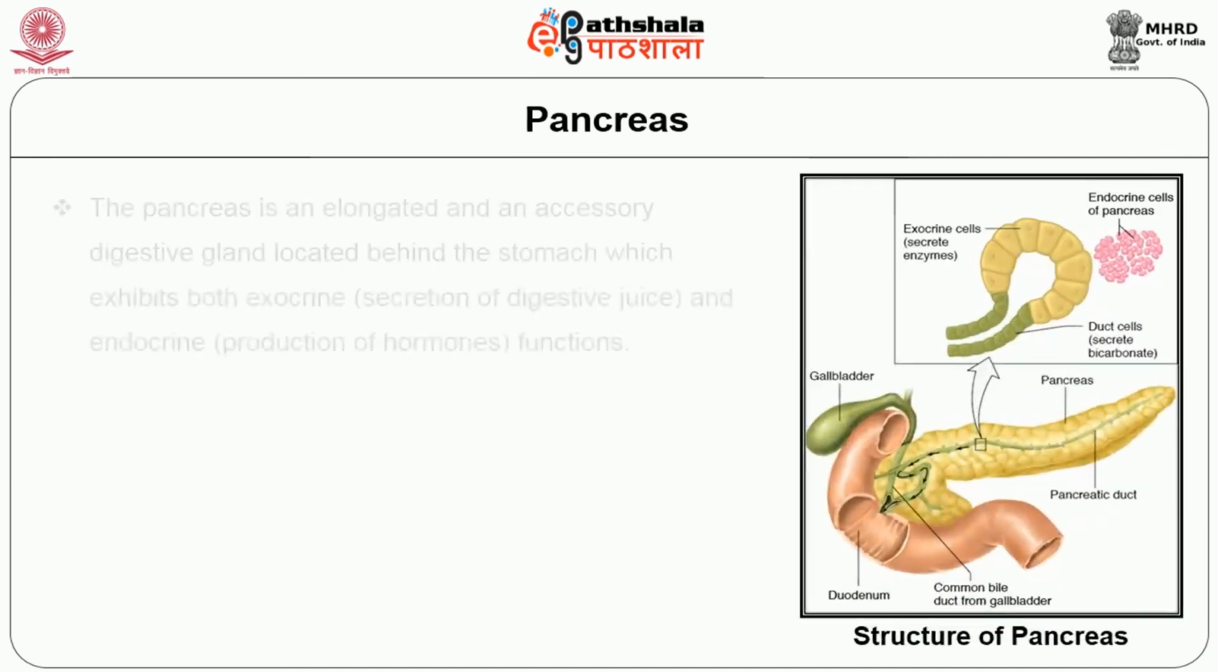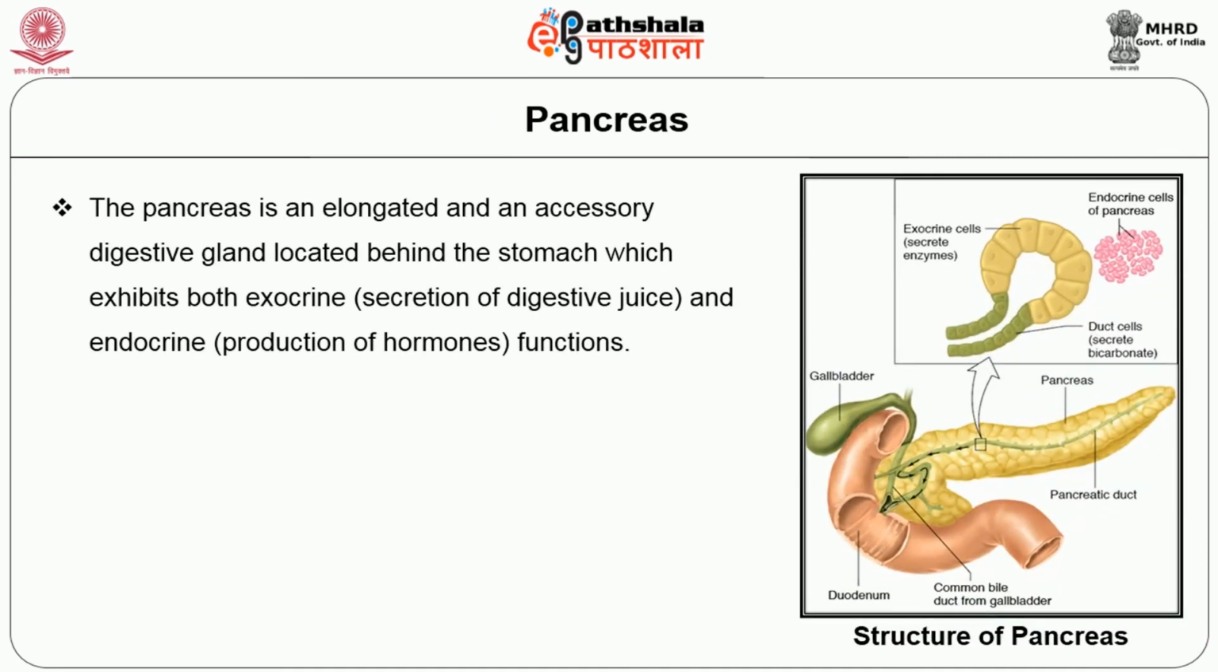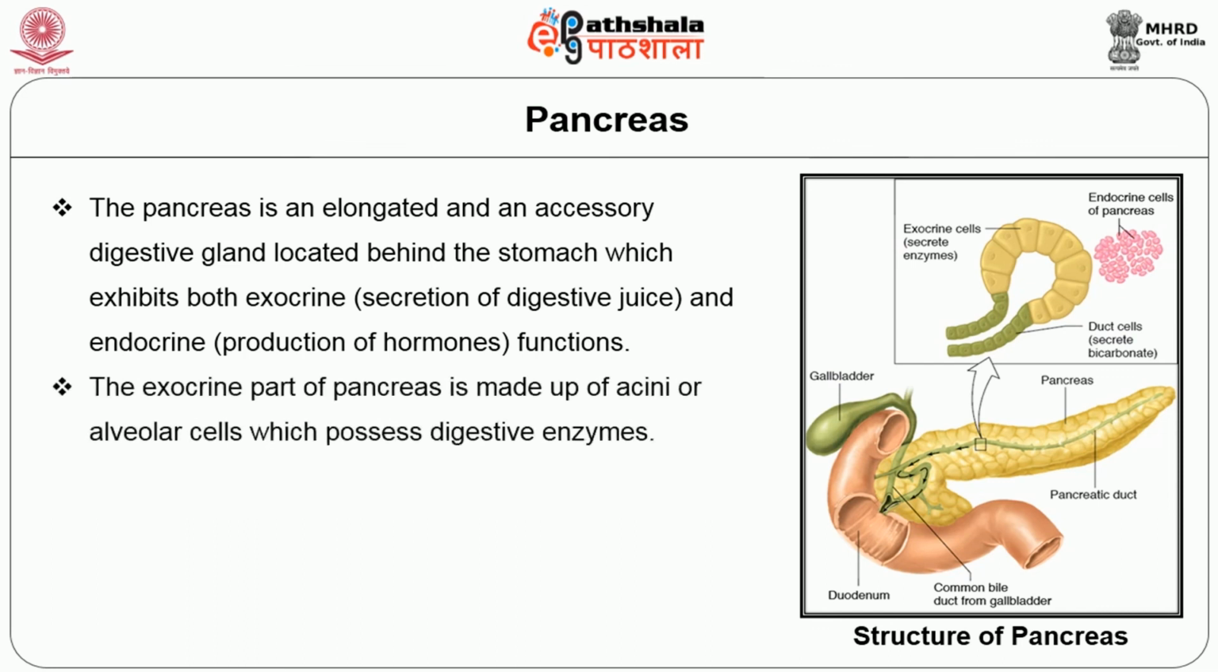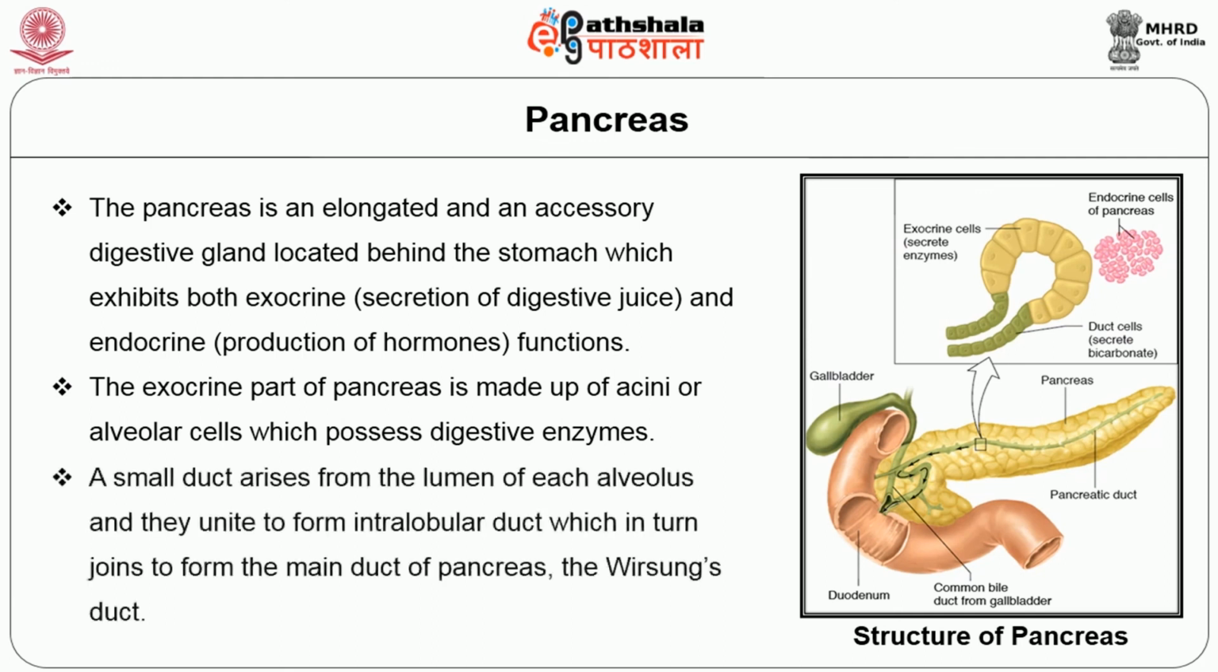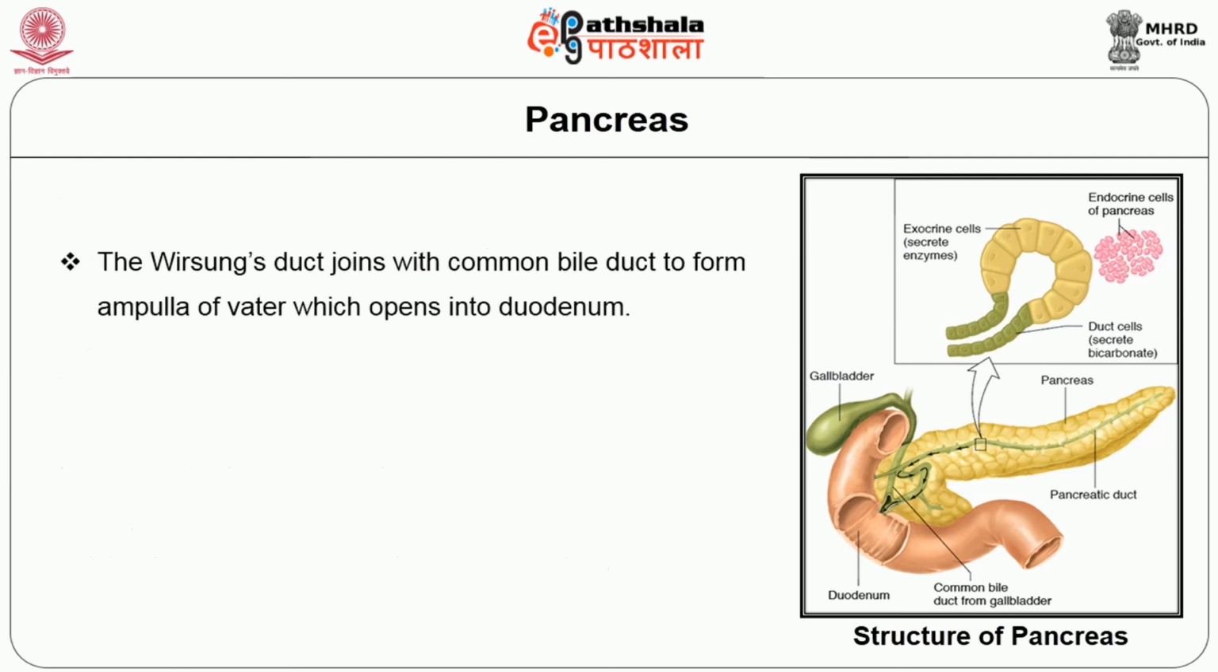Pancreas. The pancreas is an elongated and an accessory digestive gland located behind the stomach, which exhibits both endocrine and exocrine functions. The exocrine part of pancreas is made up of acini or alveolar cells, which possess the digestive enzymes. A small duct arises from the lumen of each alveolus and they unite to form intralobular duct, which in turn joins to form the main duct of pancreas, the duct of Wirsung. The duct of Wirsung joins with common bile duct to form ampulla of Vater, which opens into the duodenum.